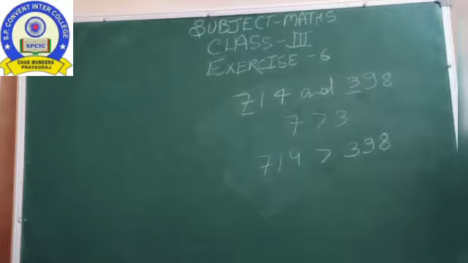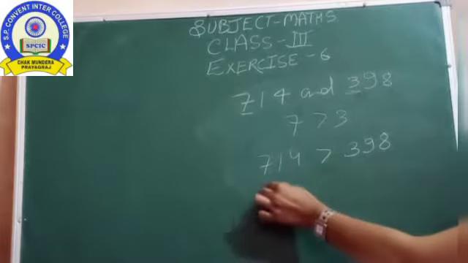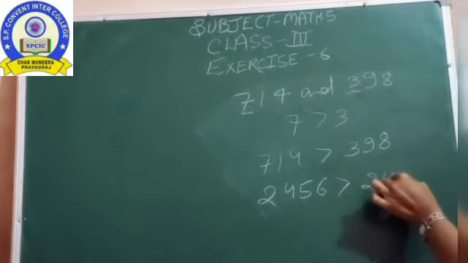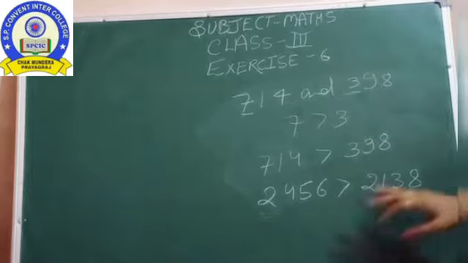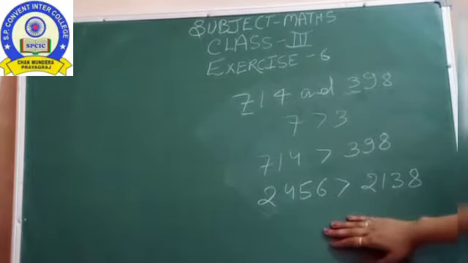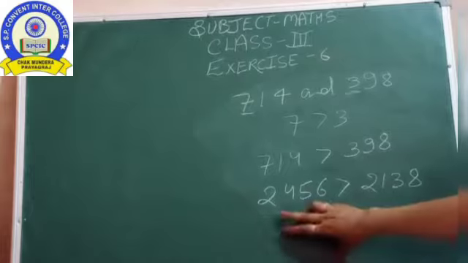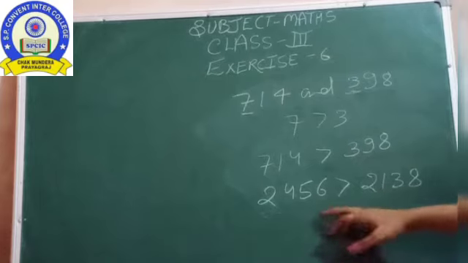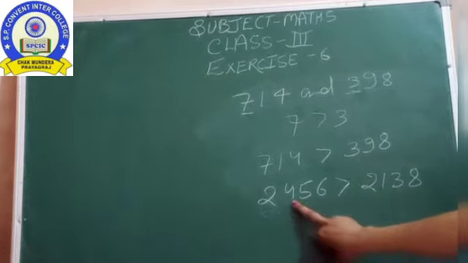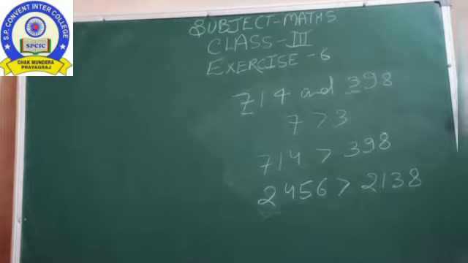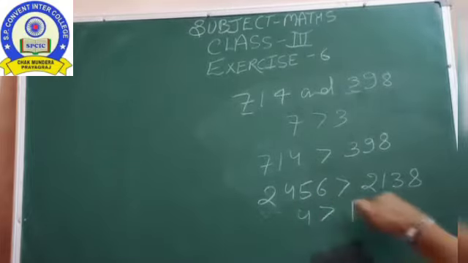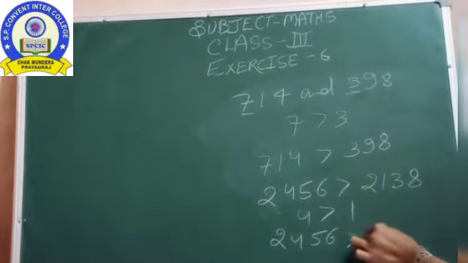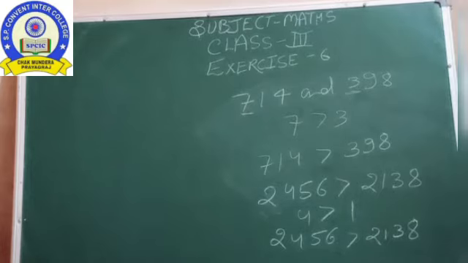Now next example, 2456 and 2138. If the extreme left digit of the numbers is the same, here it is 2 and it is also 2, we compare the next digit towards the right, it means 4 and this is 1. 4 is greater than 1. It means 2456 is greater than 2138. Clear?